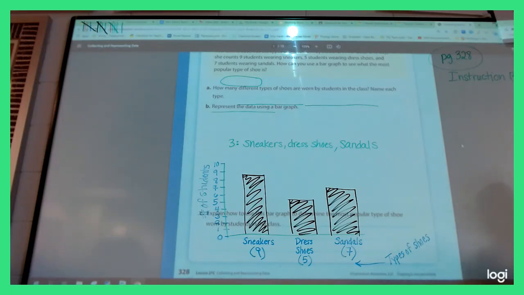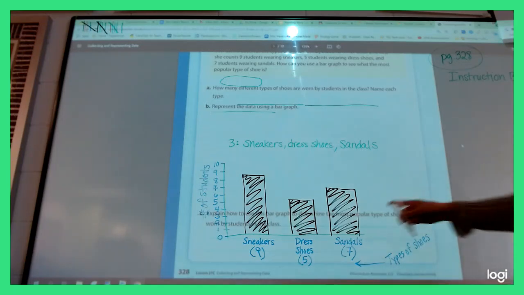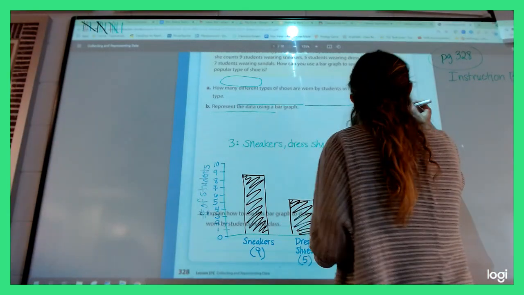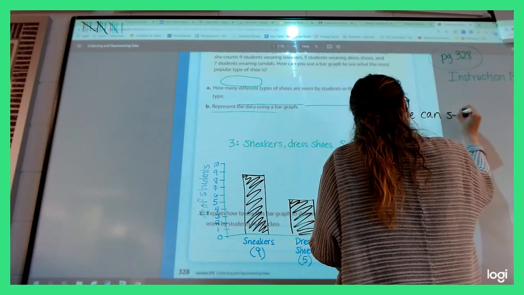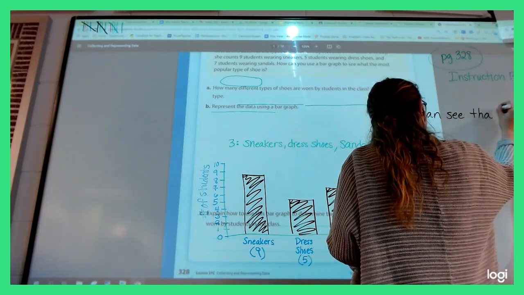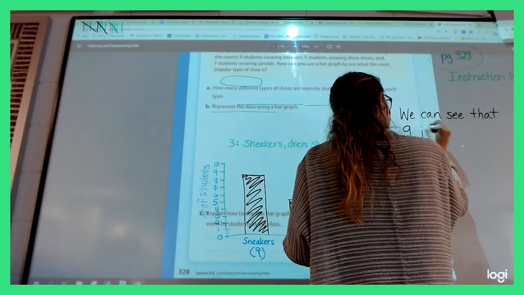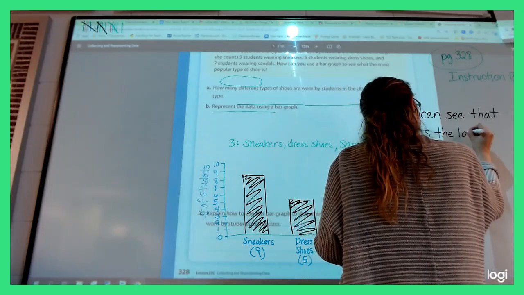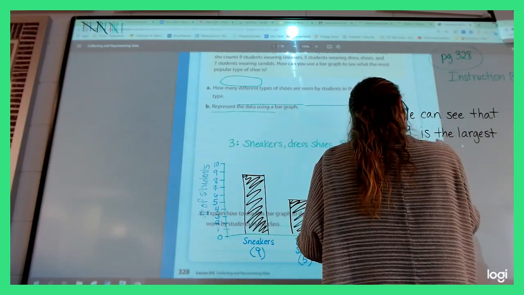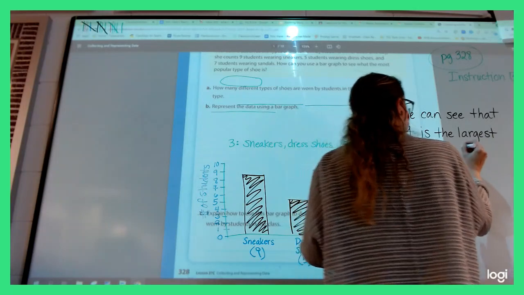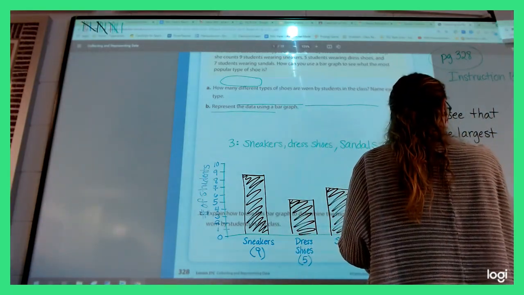Angie. If you just look at the graph, the 9 is the largest number besides 5 and 7. Good. Okay, 9 is the largest number, so that is the most popular shoe. I don't have space to write it down here. I'm going to put it right here. So for letter C, we can see that 9 is the largest value. So, sneakers are the most popular shoe.